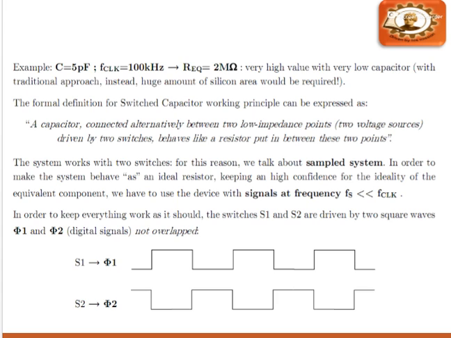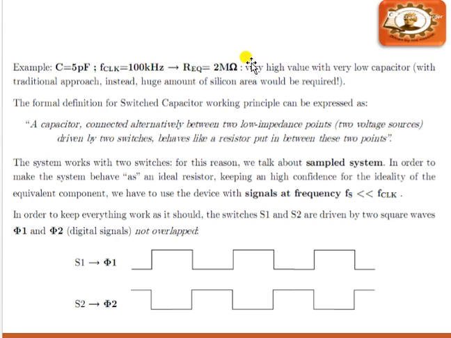Now let's take an example. Say the capacitor value is 5 picofarad and FCLK is equal to 100 kilohertz. Then the equivalent resistance R equivalent equals 2 mega ohm, so that is a high value.